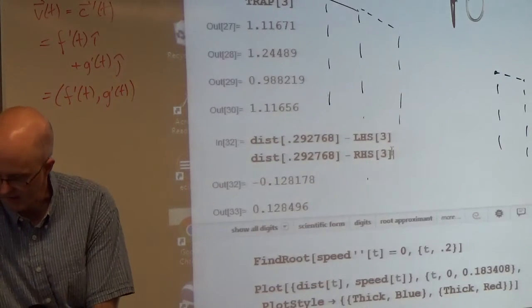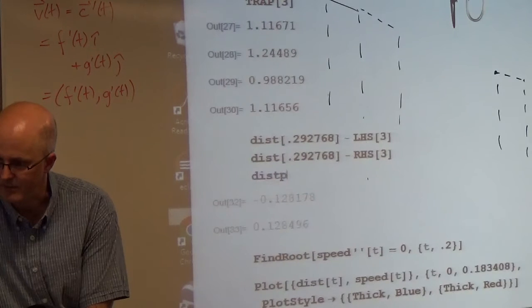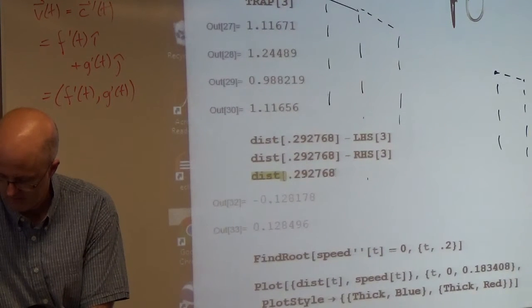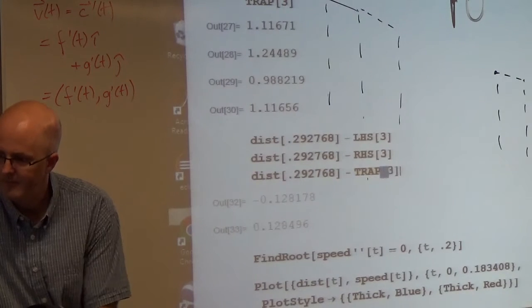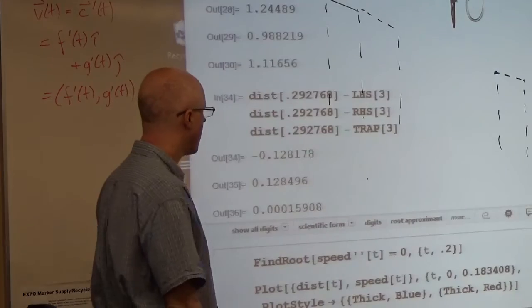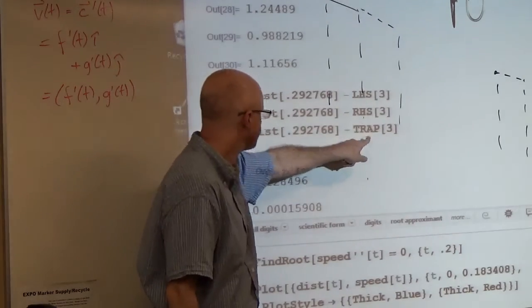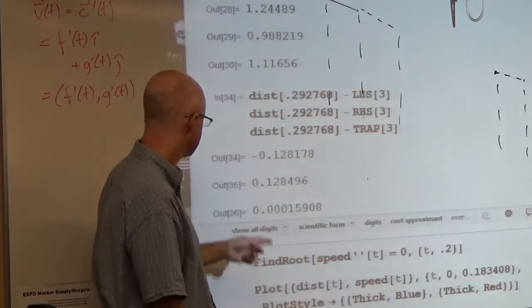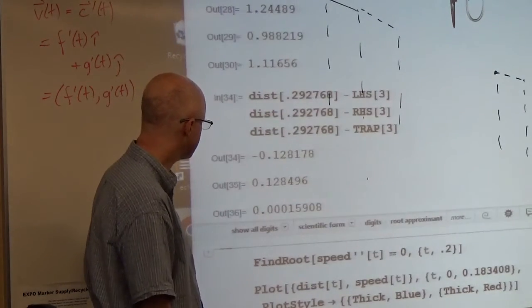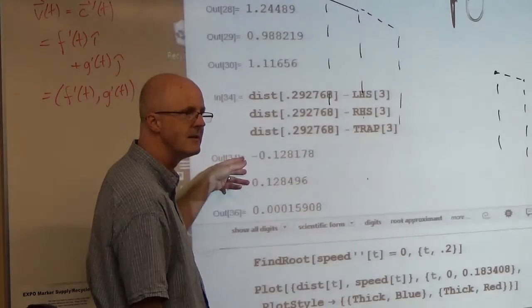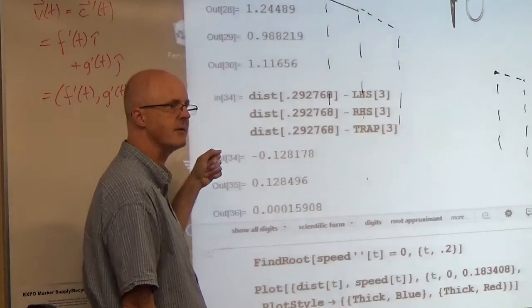What about the error in using the trapezoid rule? In this case, it's positive because the trapezoid rule was too small. If that number is smaller than that number, the difference is going to be positive. It's smaller, it's positive, and it is closer to 0. It is smaller than these. The trapezoid rule indeed is doing better.